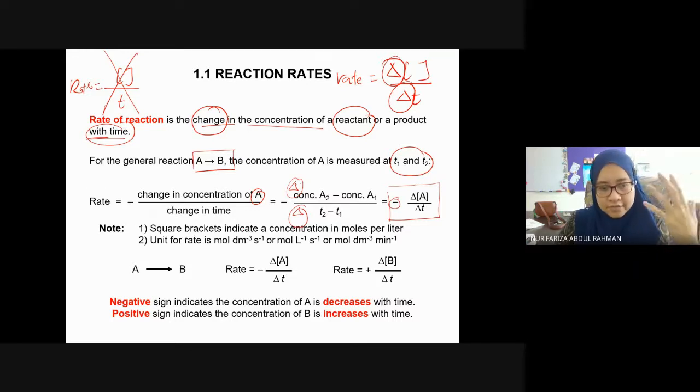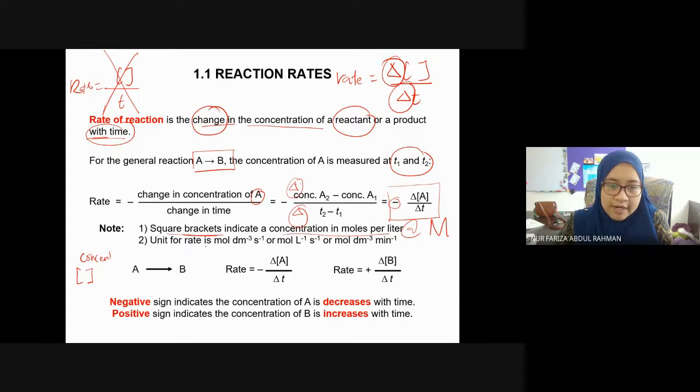I introduced to you just now that the square bracket indicates a concentration in mole per liter, or molar. Square bracket represents concentration. That really helps, so we don't have to write out the word concentration every time we want to represent it. You may use the square bracket to represent the concentration. The concentration should be in moles per liter or molar.